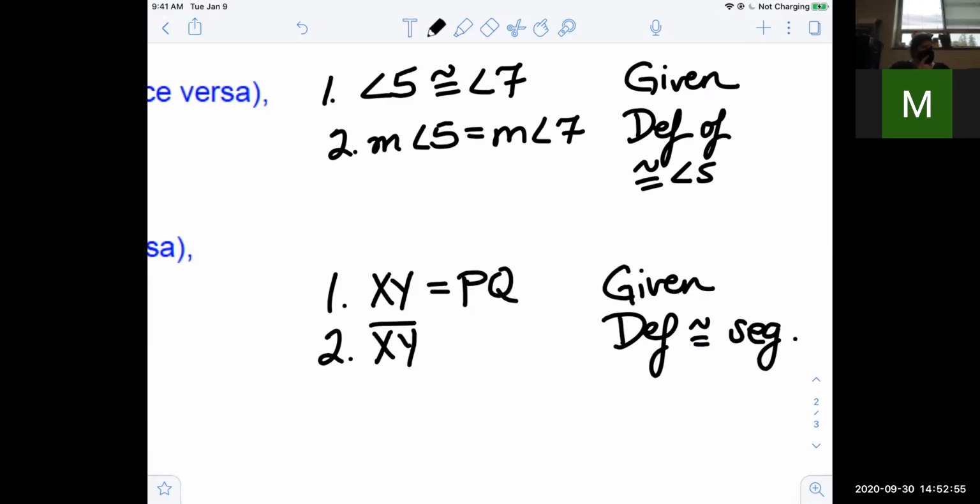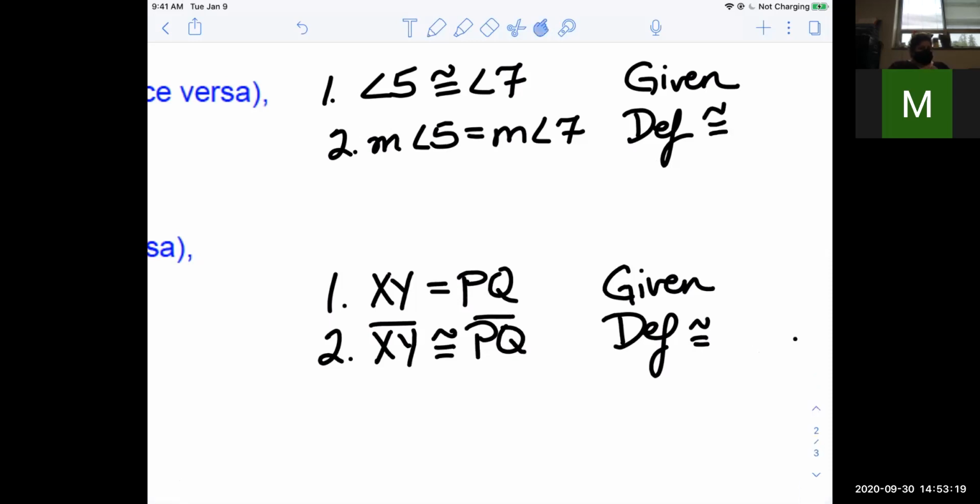We're switching from equal to congruent. If you want to just write definition of congruence, I'm okay with that. You don't have to even write, like up here, you can just write definition of congruence. You don't have to write congruent segments or congruent angles. You can just say, I know what congruent means, and that's what it means.